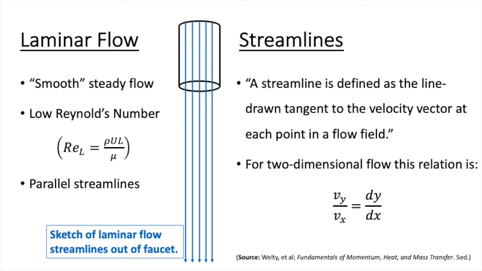Okay, and what is a streamline? Well, a streamline is defined as the line drawn tangent to the velocity vector at each point in a flow field, or mathematically defined as shown here in this slide.